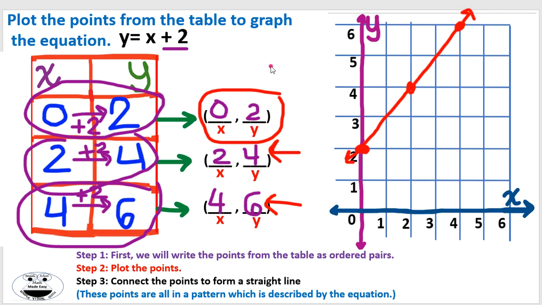This is very important that you understand how to graph an equation. It is a very important math skill.